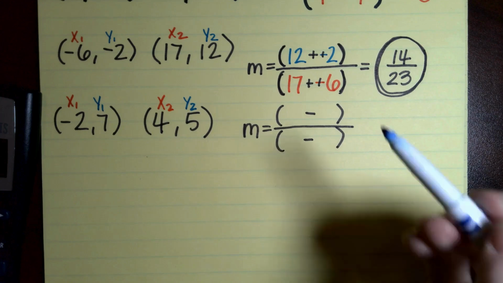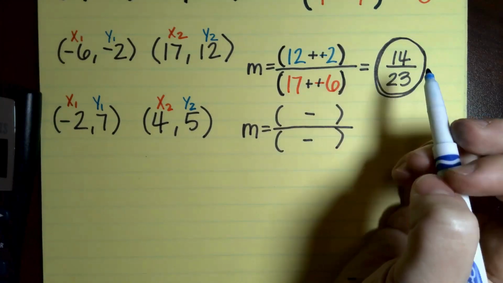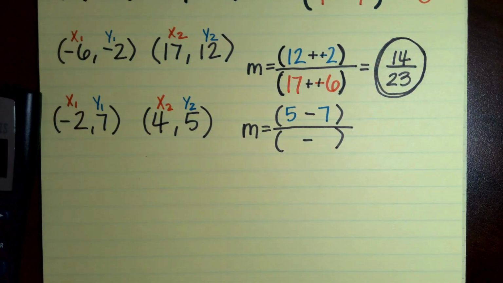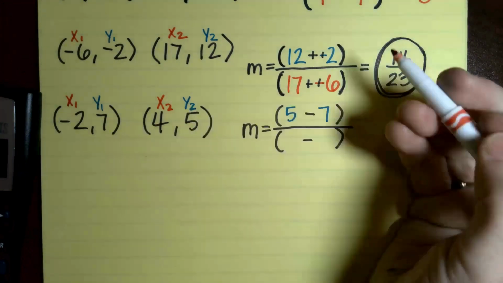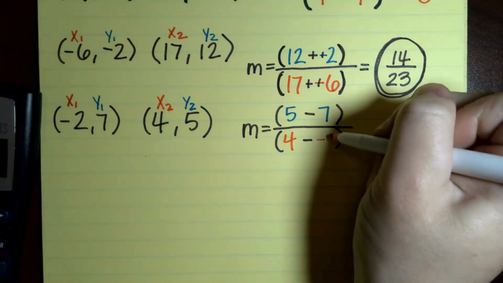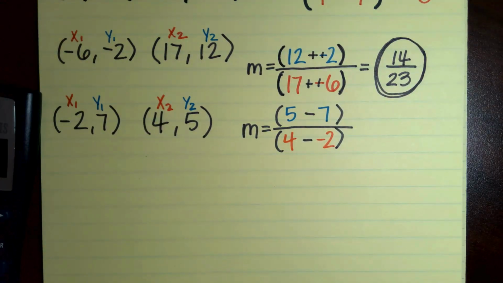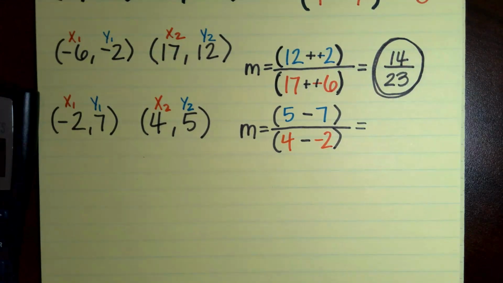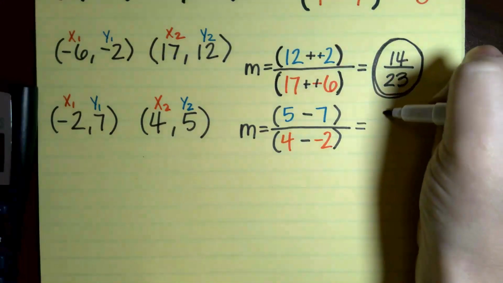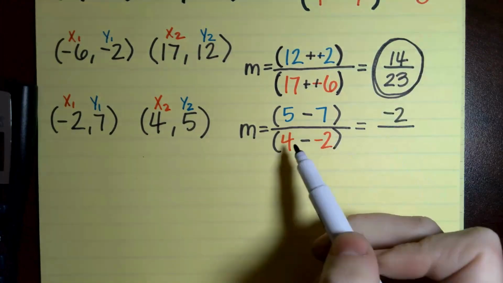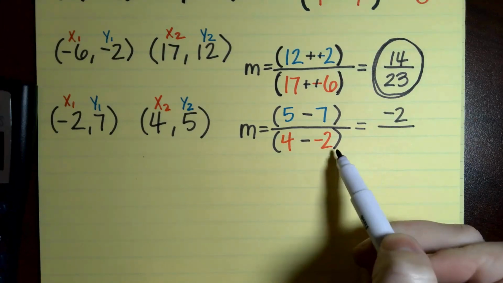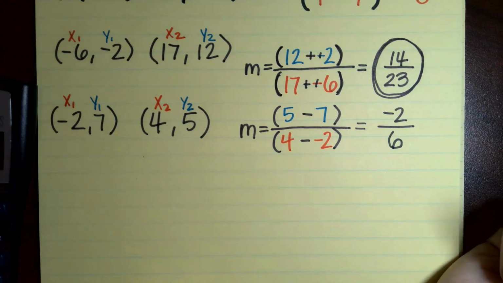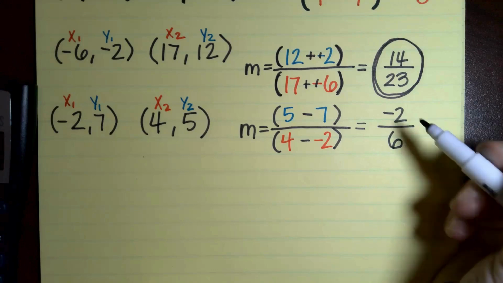Somebody tell me, what is going to go on top? 5 minus 7. Perfect. And then what's on bottom? 4 minus -2. Okay, let's go ahead and solve this. What is 5 minus 7? 5 minus 7 is -2. And then what is 4 minus -2? Positive 6.